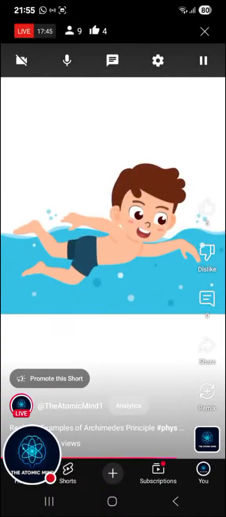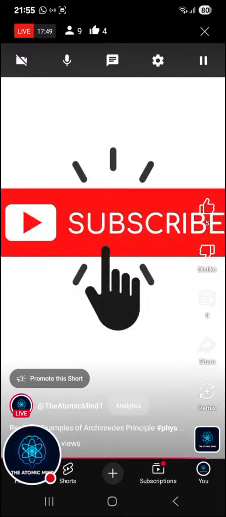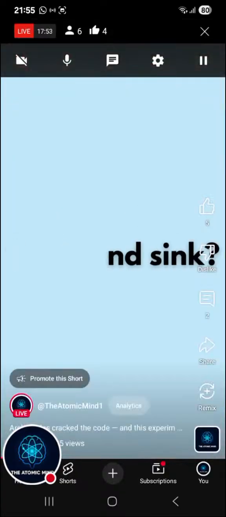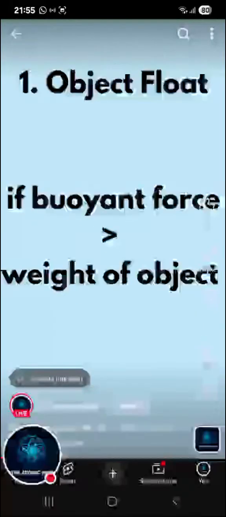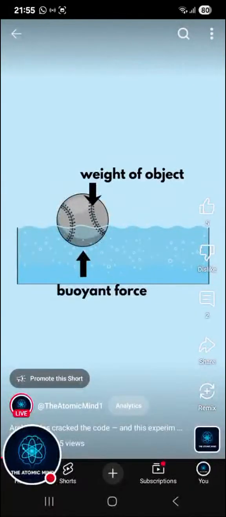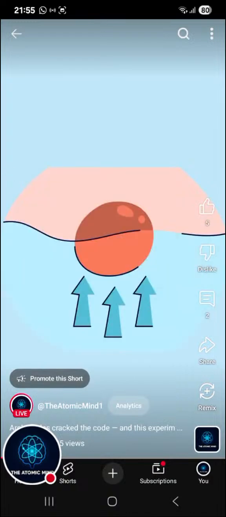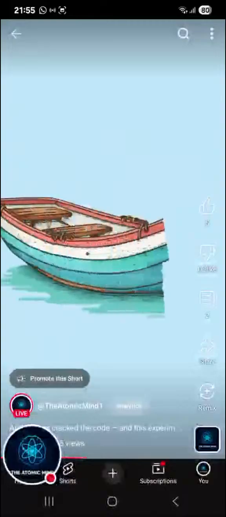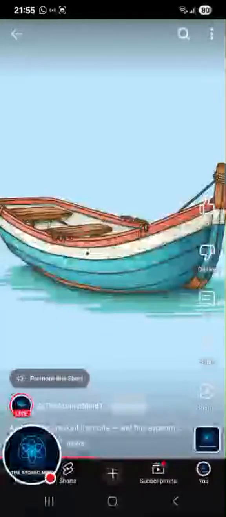Number three is swimming. When you try to push your hand into water, you feel the water pushing back. This is buoyant force. Why do objects float or sink? Number one, objects float if the buoyant force is greater than the weight of the object. What is buoyant force? In simple words, the force applied by the water on the object is the buoyant force. If the buoyant force is greater than the weight of the object, then obviously the object will float on the water. Example, a piece of wood floats because the water pushes more than its weight pushes it down.